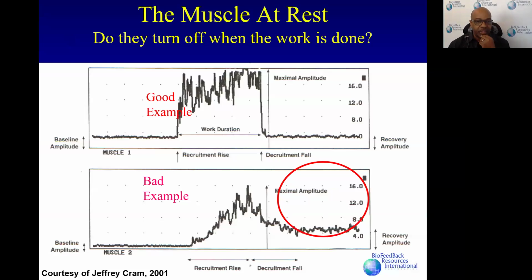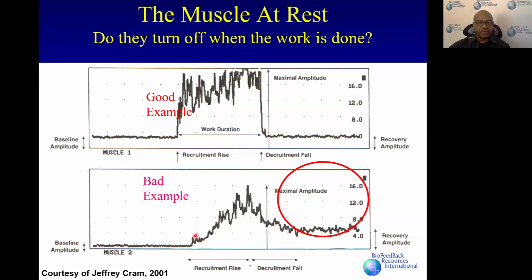And so now this is an example of if someone is tensing the muscles, they're asked to tense the muscles and then relax. So here, this is an example. If they're able to do it properly, they're asked to tense. You can see it, the muscles recruit pretty much right away. And then when they're asked to relax, it drops right back down to baseline.